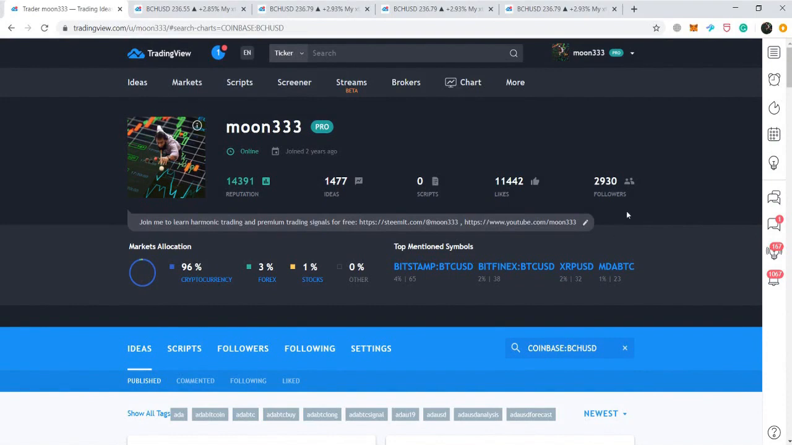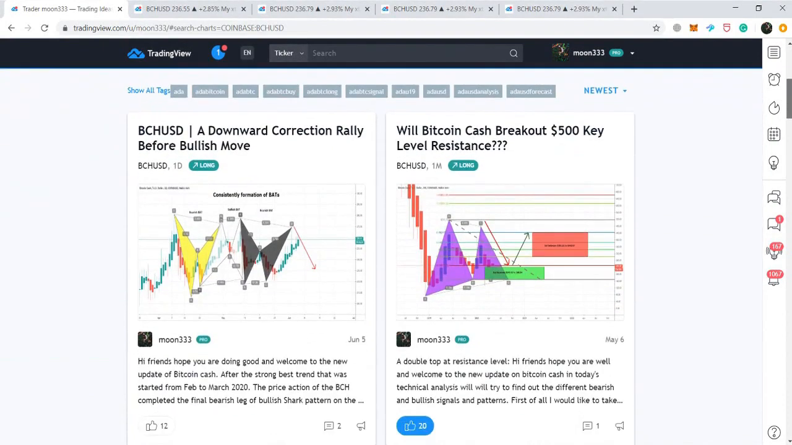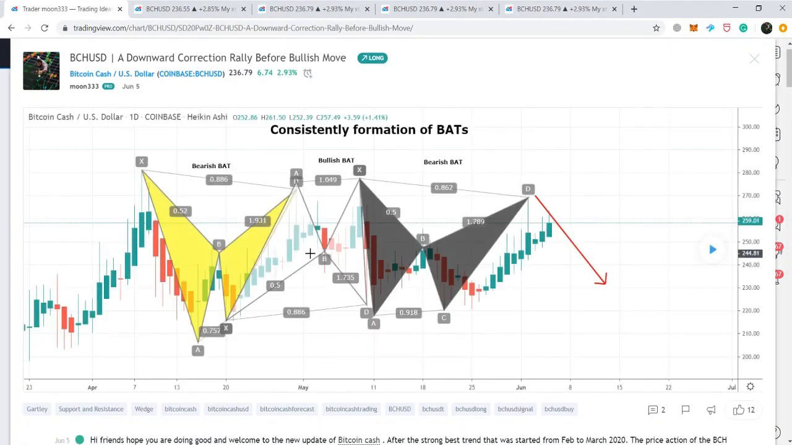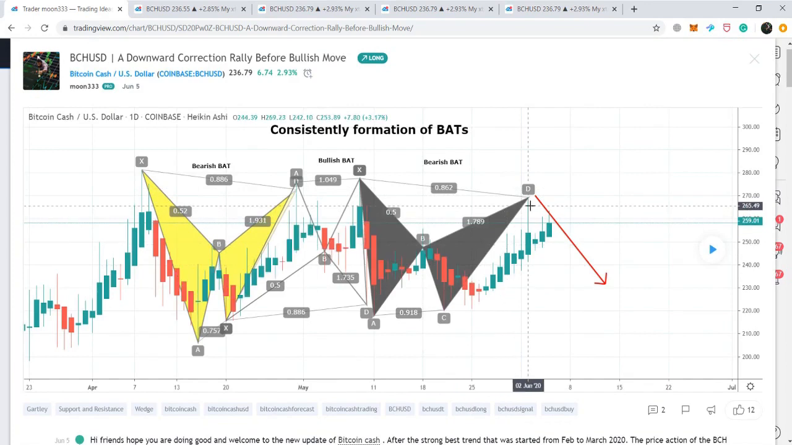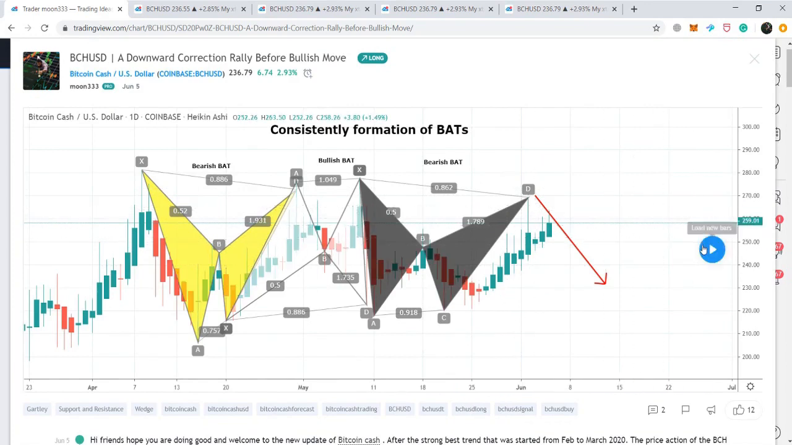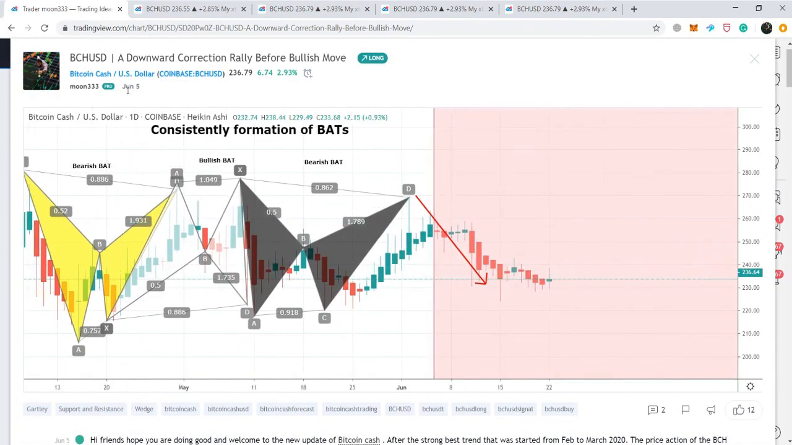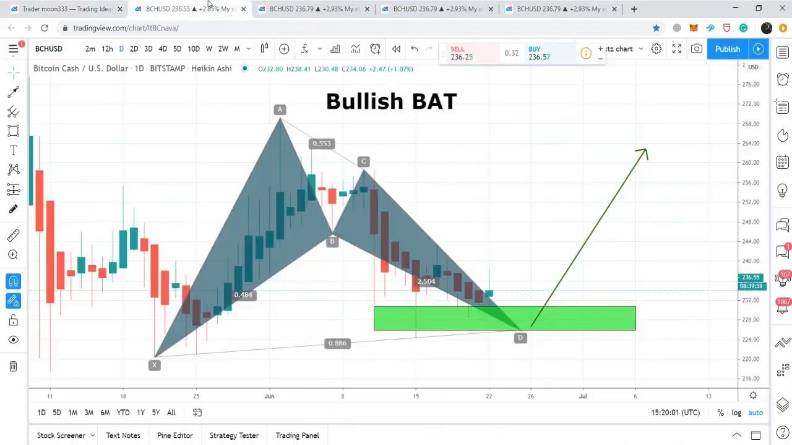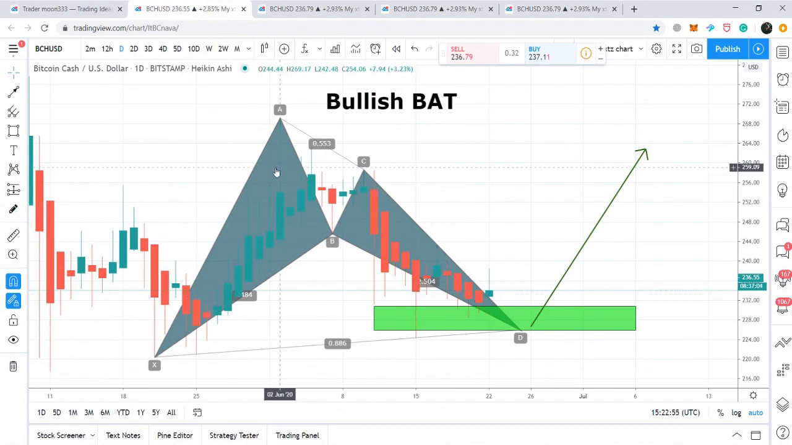As in my previous video, I told you that Bitcoin Cash has formed a bearish bat pattern and entered the potential reversal zone of this pattern. I was expecting a drop, and now I'm playing this chart. I just posted this chart on 5th of June, and now you can see that the price action has dropped more than 13% so far. And after dropping, the price action has formed another bullish bat pattern.